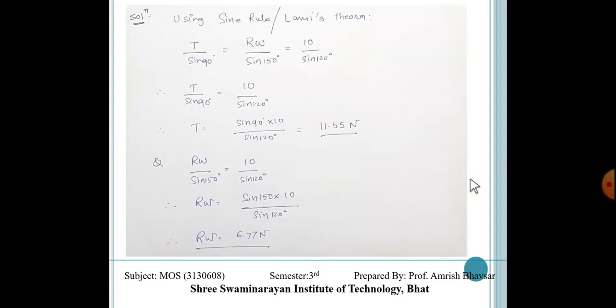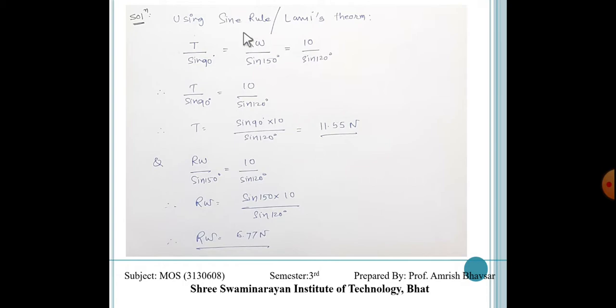Whatever we are going to say, it is something like this, using the sine rule or Lami's theorem: T upon sine 90 is equal to Rw upon sine 150 is equal to 10 upon sine 120. Now we take pairs of these with one known force and one unknown force. First we take these two, and secondly we take these two. So T upon sine 90 is equal to 10 upon sine 120, so we find T as 11.55 Newton.